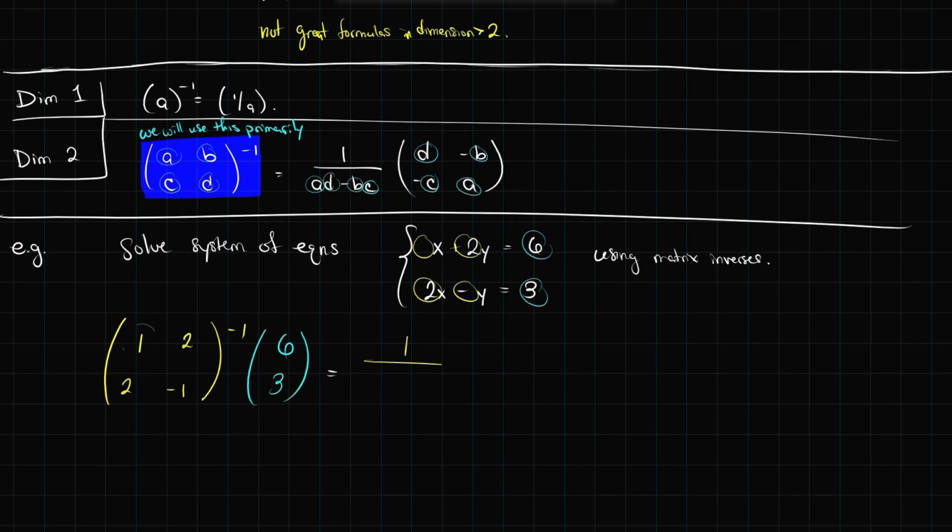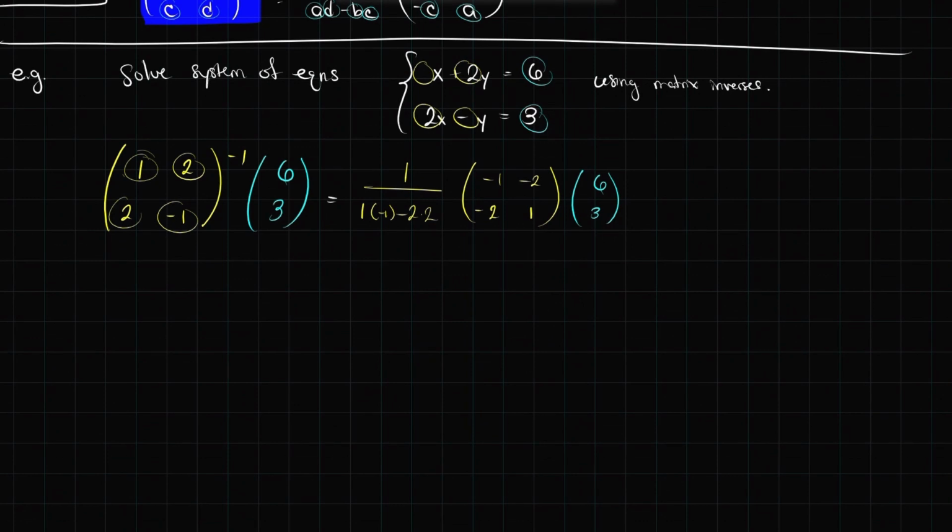1 divided by AD minus BC, and then the matrix is A and D swap, so I have D, A, negative B, negative C. And this is still acting on the vector 6, 3. I then compute 1 divided by negative 1 minus 4, times the matrix negative 1, negative 2, negative 2, 1, acting against 6, 3.